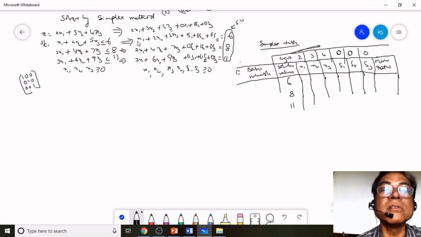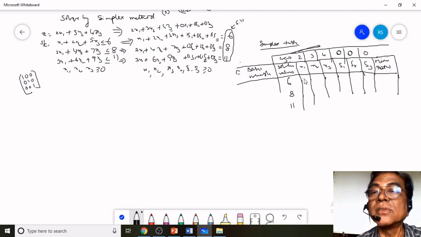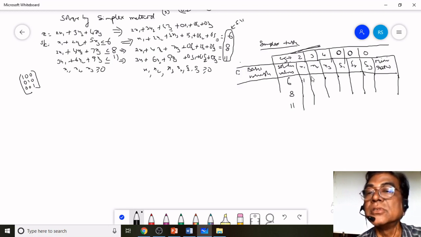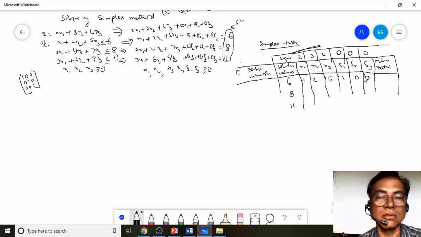Next, the first equation. Please see the first equation. Only write down the coefficients. Here is a 1. You write down 1. Before x2 is a 2. Before x3 is a 5. Then 1. No s2, no s3.